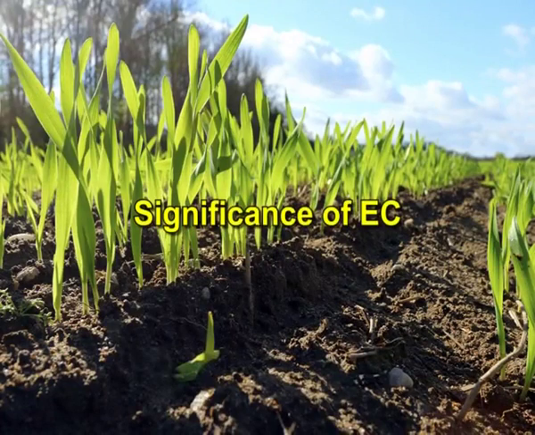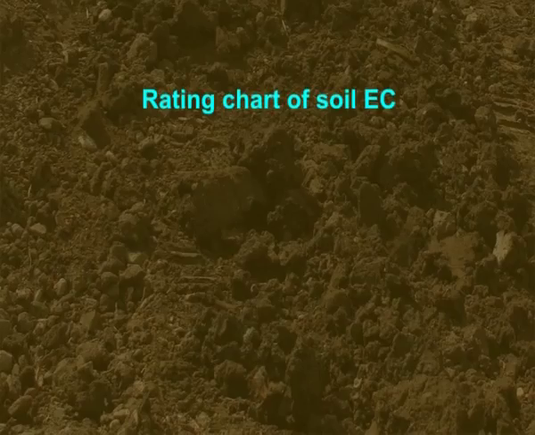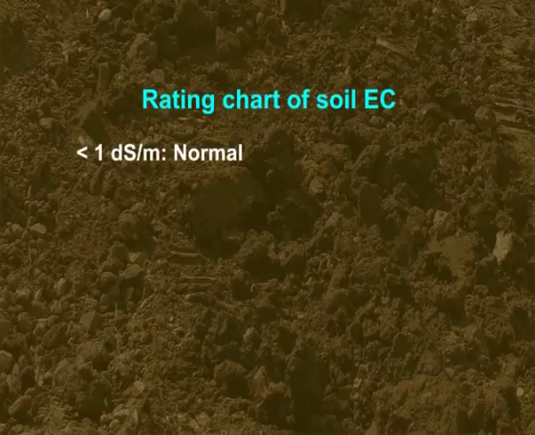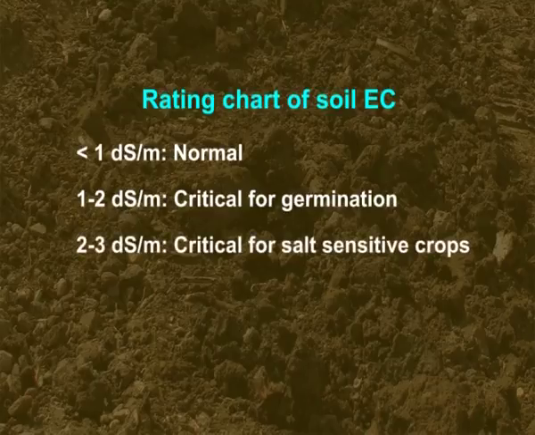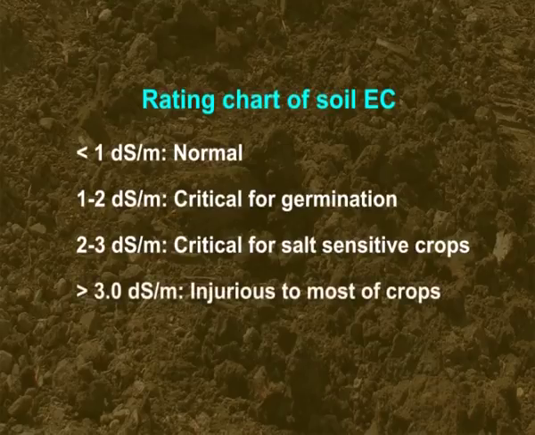Significance of EC. The EC of the soil has a direct relationship with growth of different crops. Rating chart of soil EC: less than 1 dS per meter is normal, 1 to 2 dS per meter is critical for germination, 2 to 3 dS per meter is critical for salt sensitive crops, and greater than 3.0 dS per meter is injurious to most crops.